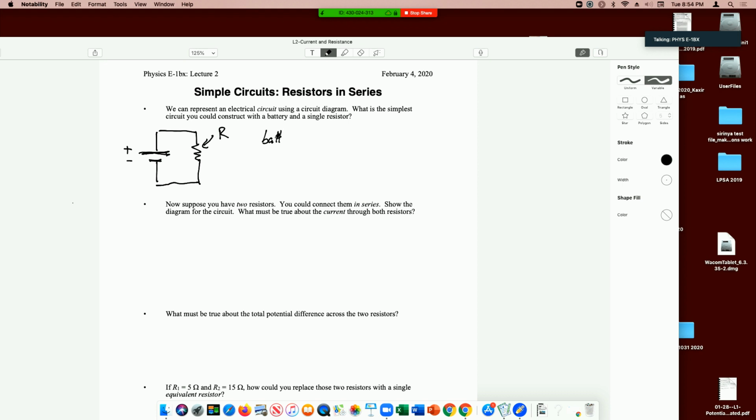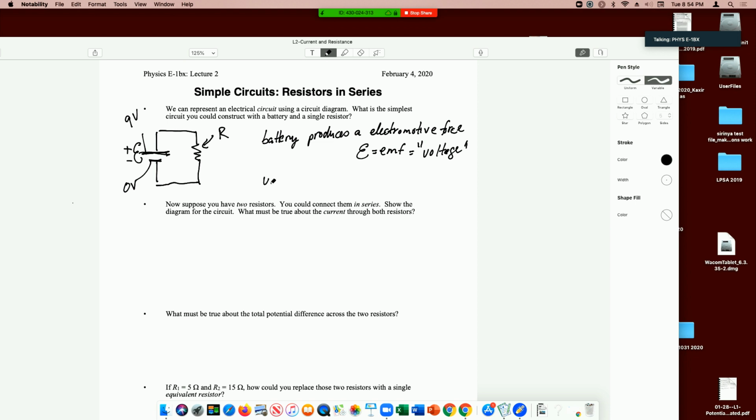So that's the simplest kind of circuit that you could construct, with a battery and a single resistor. The battery produces something called an electromotive force, which is just a fancy way of saying voltage. The symbol for that is a swirly E. It's EMF, and it's the same as the voltage. So you could say there's a specific EMF across that battery. If it's a 9-volt battery, then that would be at 0 volts and that would be at 9 volts.